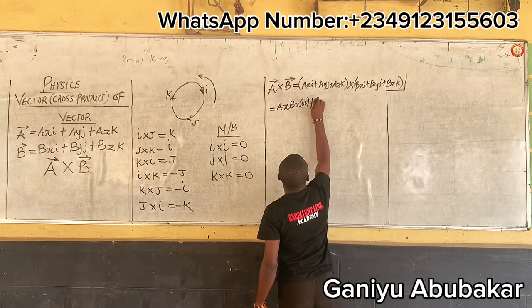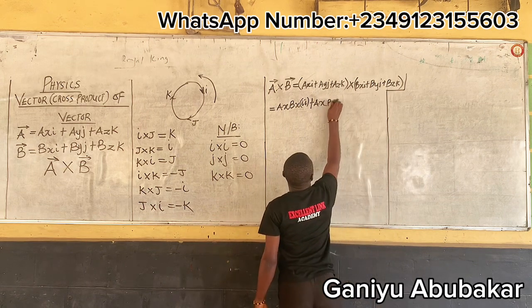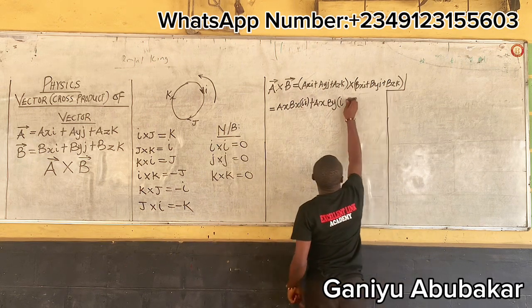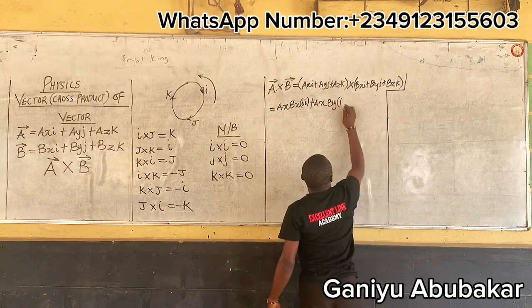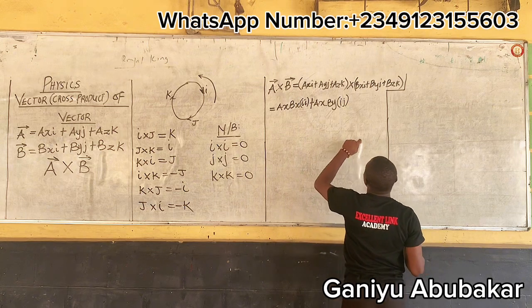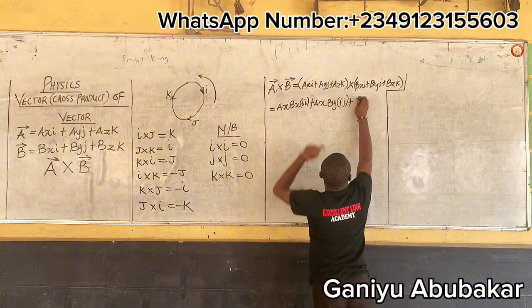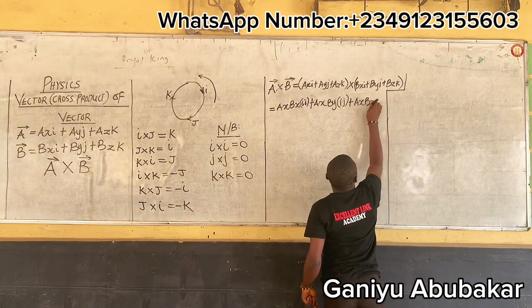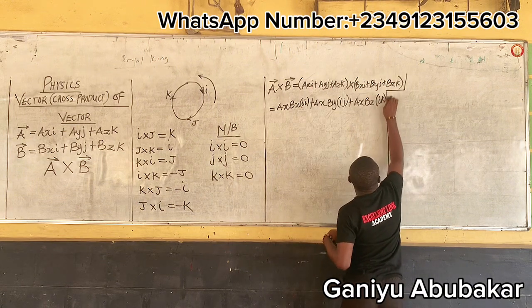So plus A_x, this is B_y into, here was i, here is j. Let me write the j very well so that it will not confuse us. All right, what next there? This same one, the last one. So plus A_x B_z, what next there? i k. So I have this.